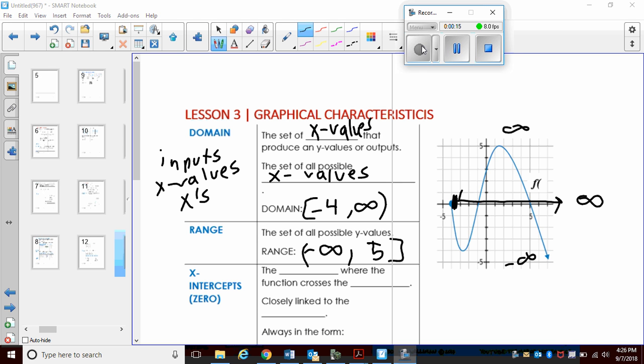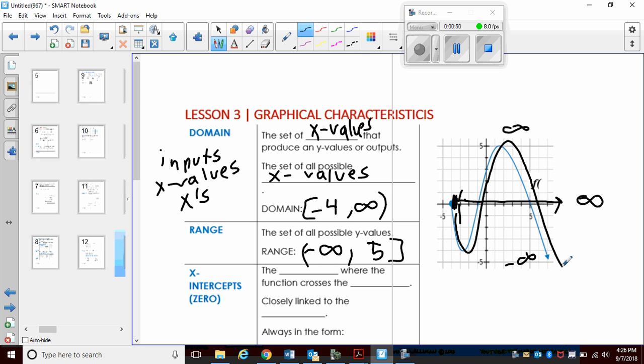Well, the domain is just a set of x values that produce y values or outputs. And this domain extends from -4 all the way over to infinity. It doesn't end. It keeps going from -4, if you follow it, all the way over to infinity. Okay? Now the range is a set of all possible y values. Extends from -infinity from the bottom up to 5 to the top. Okay? From the bottom to the top.